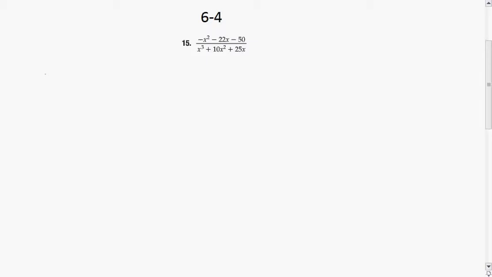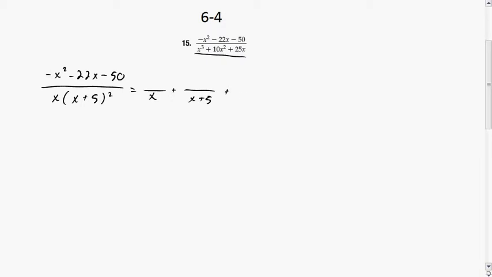So we'll rewrite this as negative x squared minus 22x minus 50 over, and we're going to want to factor that out. That'll factor out into x times x plus 5 squared. And now, since that's repeating, we're going to want to make that an x in the first denominator plus an x plus 5 in the next one. And since it's repeating, we're going to make it x plus 5 squared. And then on top, we just need some constants, so we'll just use A, B, and C.